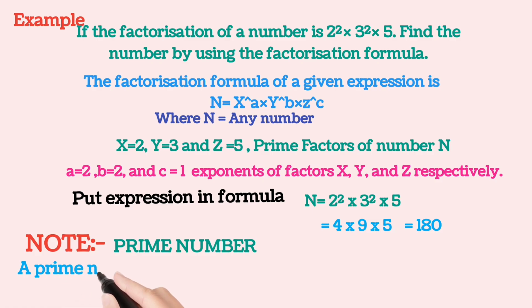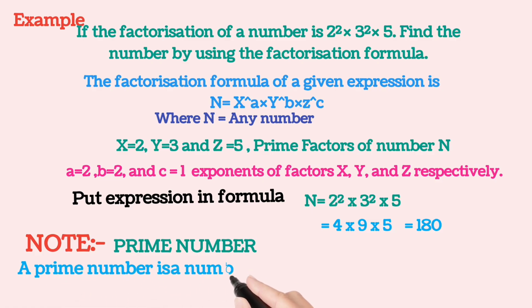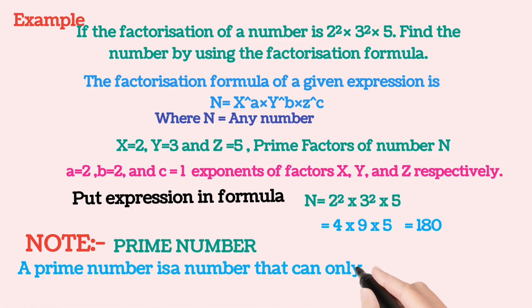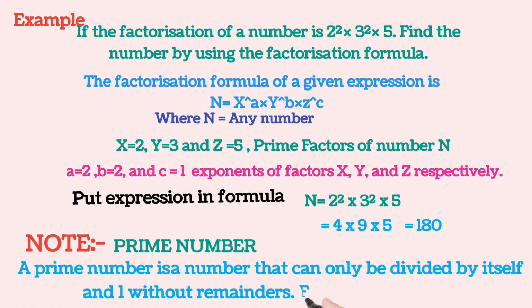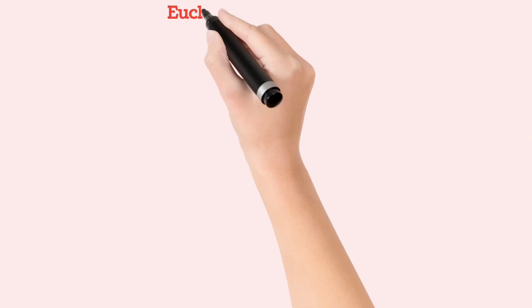Note, prime number. A prime number is a number that can only be divided by itself and 1 without remainders. एग्जाम्पल के लिए हम लोग देखते हैं 2, 3, 5, 7, 11 etc.